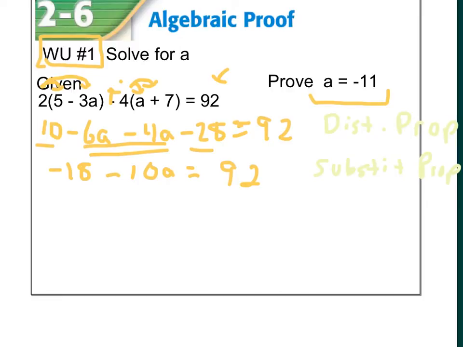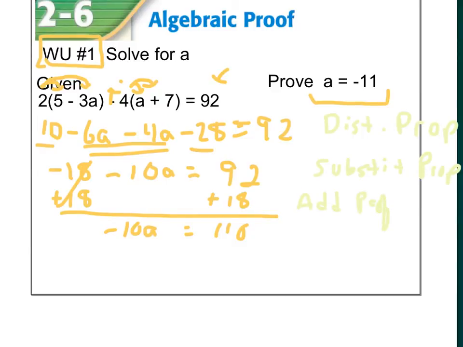Now I'm going to get a alone, so I'm going to add 18 to both sides. Cancel these two. I get negative 10a equals 10, carry the 1, 9, 10, 11, 110. So now what did I do? I added 18 to both sides, so that's the addition property of equality. Instead of writing it all out, I'm running out of room here, I'll put an equal sign. You can do that too on your notes and your problems.